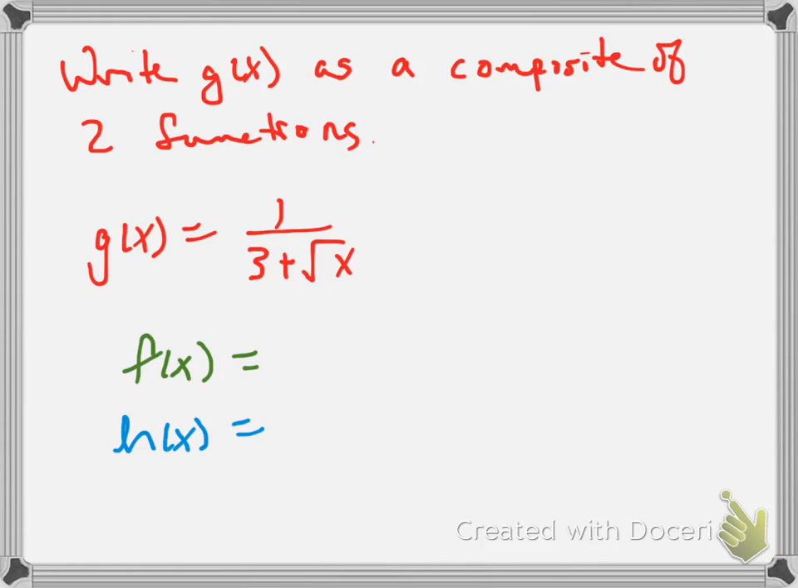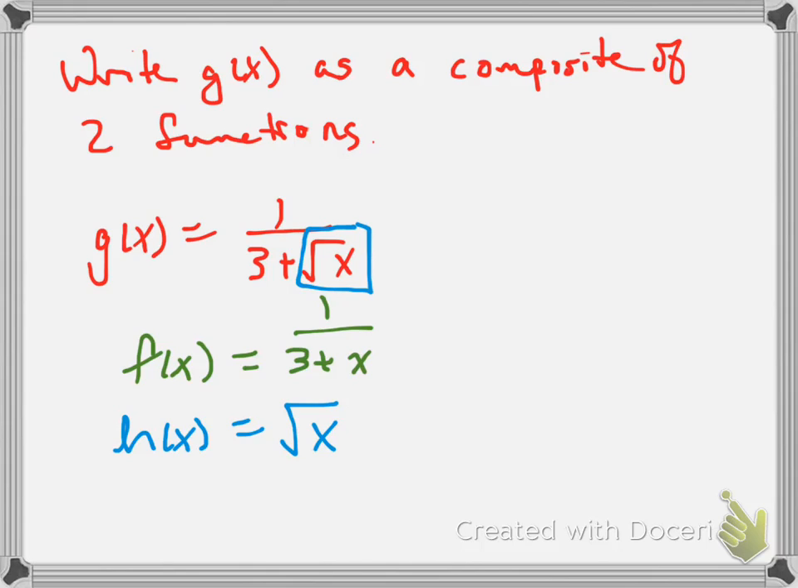So what two functions can I come up with? Well, you can see that one of my functions is going to be the square root of x. So let's call that h of x. And then the other function is going to be 1 over 3 plus x.